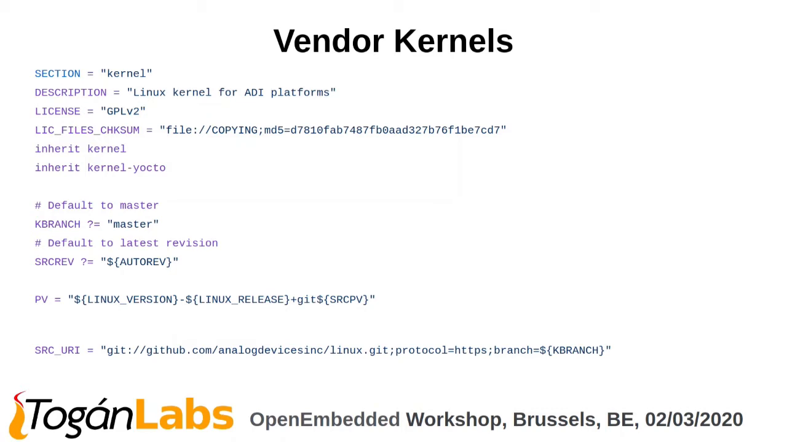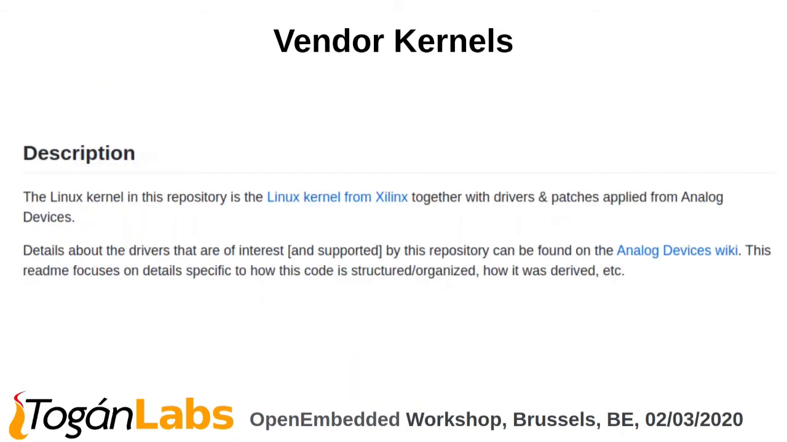And honestly, there could be a very good reason for this. So this is an Analog Devices vendor kernel. It's based on Xilinx. Sorry, Bruce. And they have a little fork of that repo in their GitHub. This Linux kernel is a repository for the Linux kernel for Xilinx, together with drivers and patches applied from Analog Devices. Instead of using SRC_URI to apply patches, they're applying it into the Git repository. Now, from a Yocto Project OpenEmbedded perspective, this is the wrong way of doing it, but there are very good reasons to do this. I'm sorry, don't kill me.